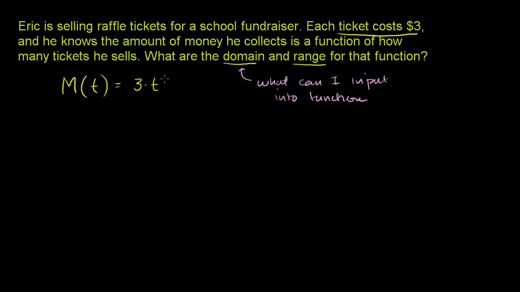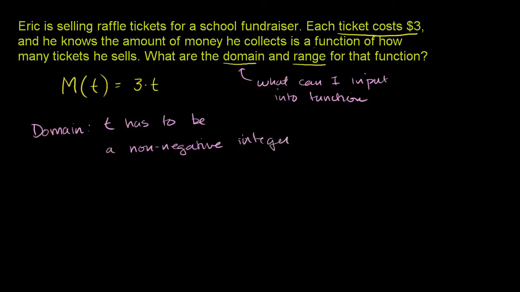He also is not going to sell half of a ticket. Every ticket he sells is a whole number. It's an integer. So the domain for this function, we could say t has to be a non-negative integer. I think that covers what I just talked about.